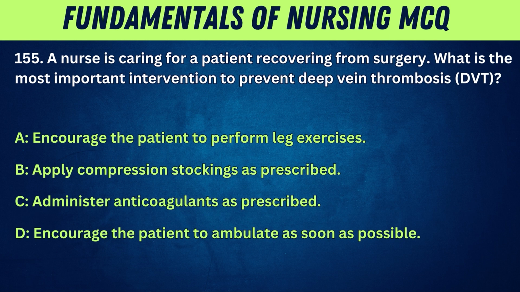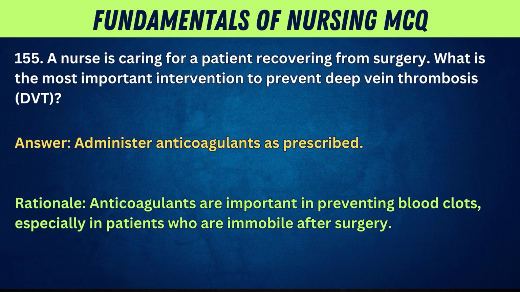155. A nurse is caring for a patient recovering from surgery. What is the most important intervention to prevent deep vein thrombosis, DVT? A. Encourage the patient to perform leg exercises. B. Apply compression stockings as prescribed. C. Administer anticoagulants as prescribed. D. Encourage the patient to ambulate as soon as possible. Answer: Administer anticoagulants as prescribed. Rationale: Anticoagulants are important in preventing blood clots, especially in patients who are immobile after surgery.